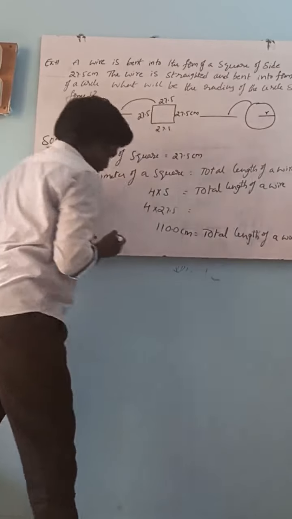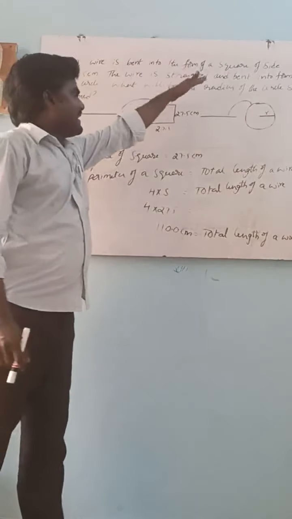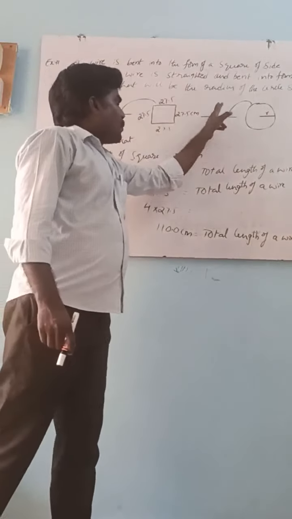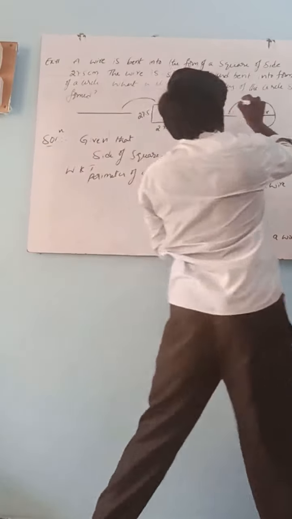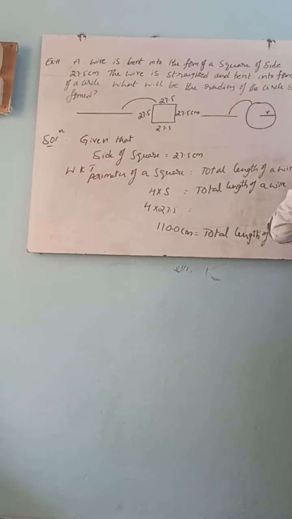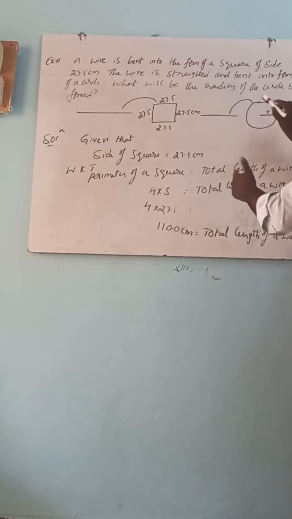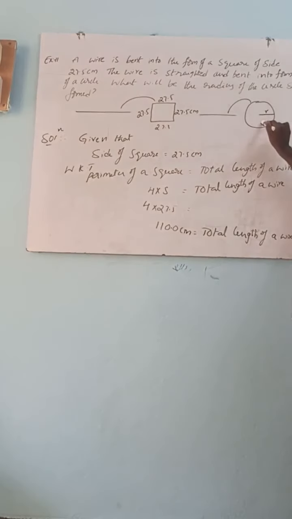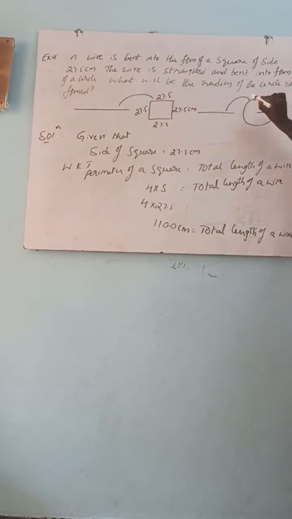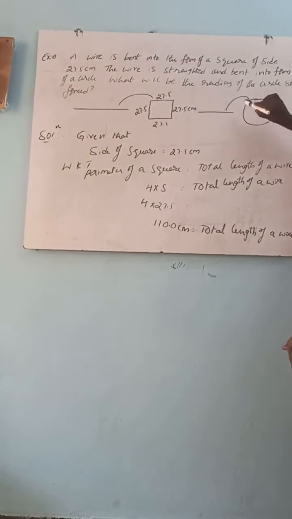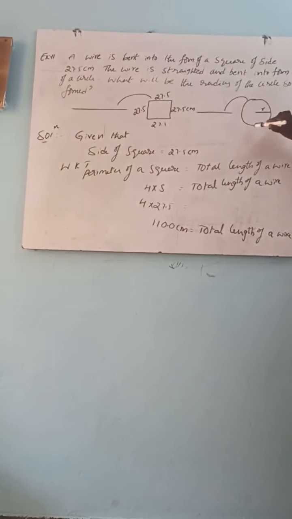After changing the form of a square, again the wire is straightened. Again the wire is changed in the form of a circle. The total wire is bent in the form of a circle. They are asking for the radius of the circle. How can we find it? Same as before, here perimeter, here circumference. Circumference of a circle means the total length, the distance measured around all the points around one fixed point, is called the circumference of a circle.